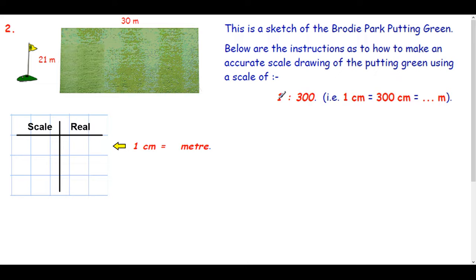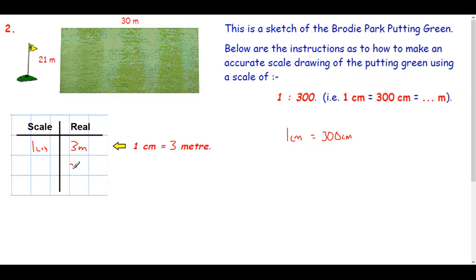Okay, so what that means is 1 centimetre means 300 centimetres. So we could write it like that if we want. 1 centimetre equals 300 centimetres, but we also know that 300 centimetres is basically 3 metres. So we can set up with that scale, 1 centimetre is equal to 3 metres, and I think that's the easiest one to use in this sense, because we've got metres going on here.